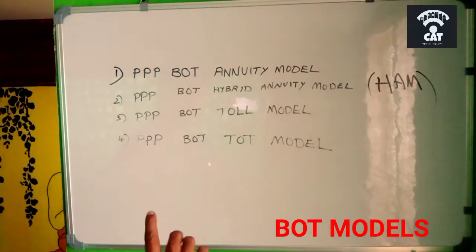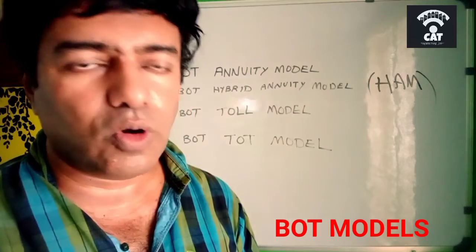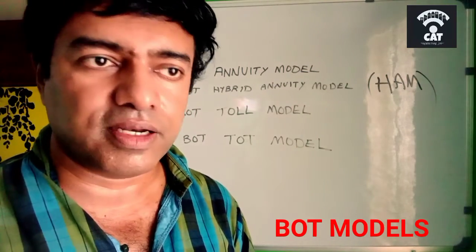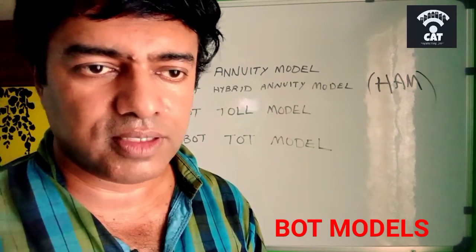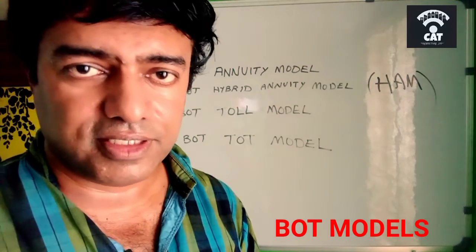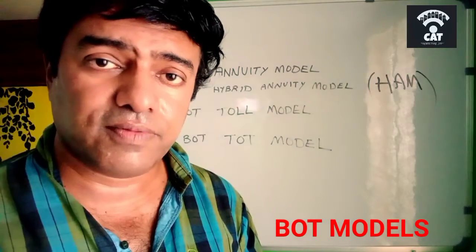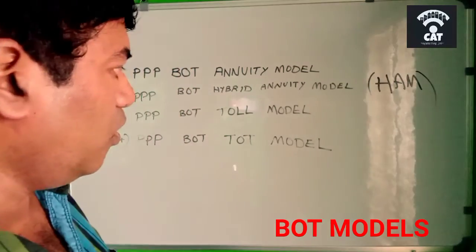Then the last one is the PPP, BOT, TOT model. It is like the toll: Adani got the toll and it is completed within that 5 years. They took all the toll amount and it is completed. After the 5 years, it had to be handed over fully to the NHAI. So NHAI, what it will do is that TOT model means toll, operate and transfer.